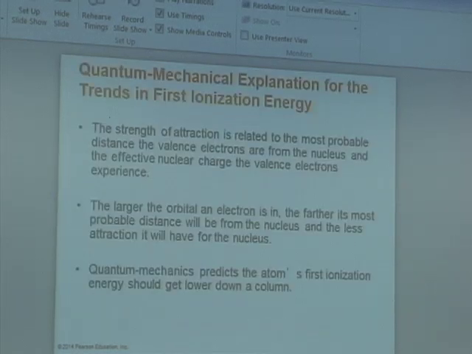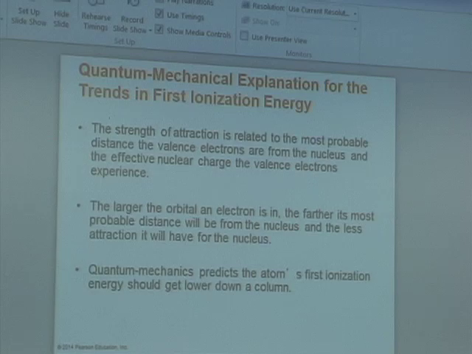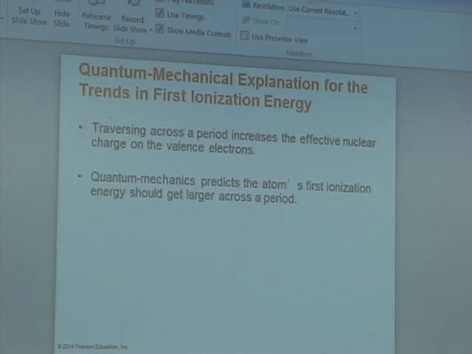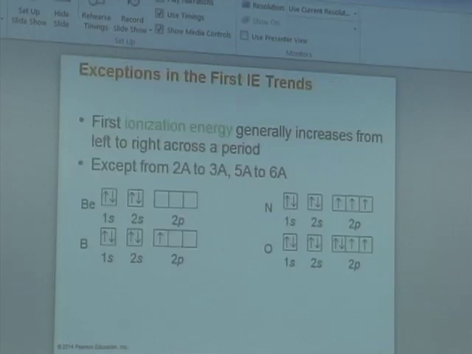Other ways of looking at it: quantum mechanics also predicts the ionization energy should go lower down the column. And as we go across the period, the effective nuclear charge should get larger across the period. So now, enough of those definitions, right? But let's see if we can fill up the electrons in the orbitals.